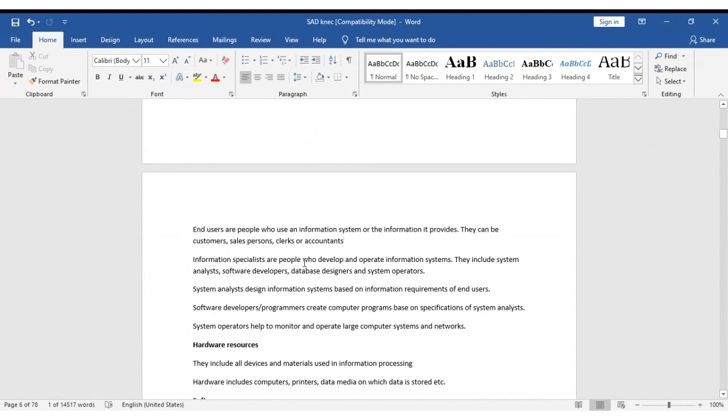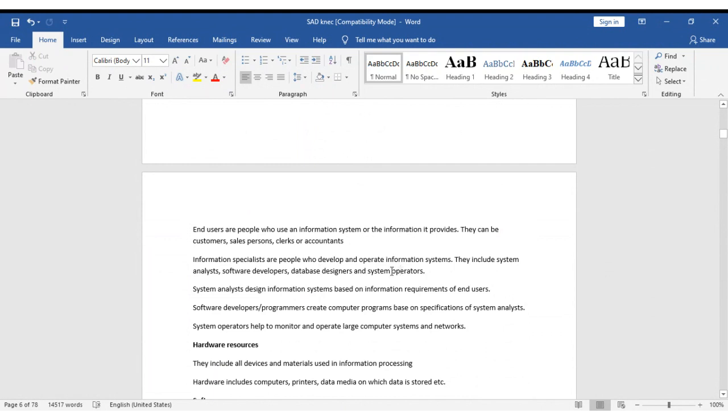Now, information system specialists are people who develop and operate information systems. They include system analysts, software developers, database designers, and system operators. Those are all the people.